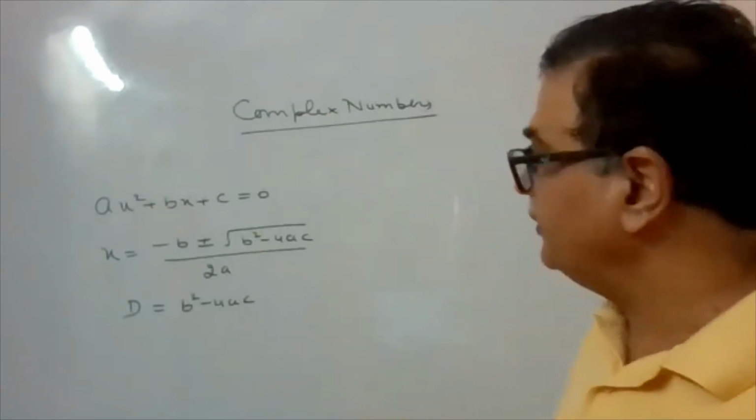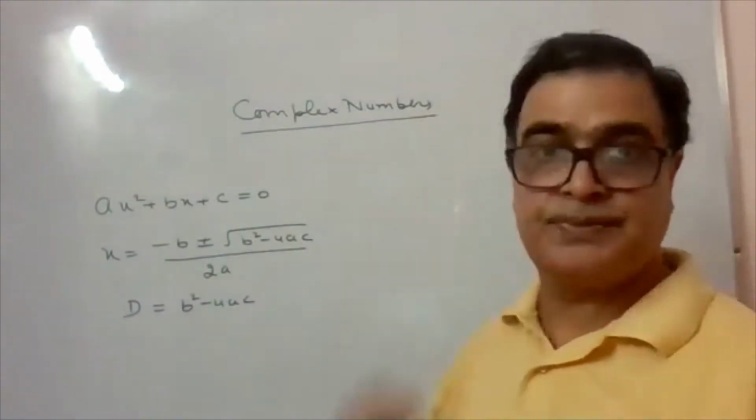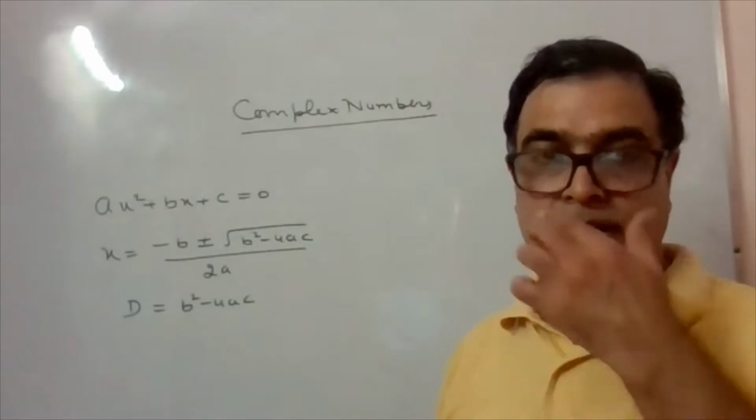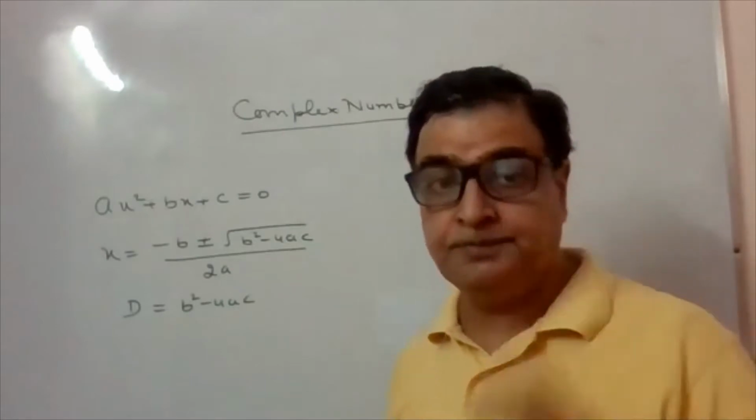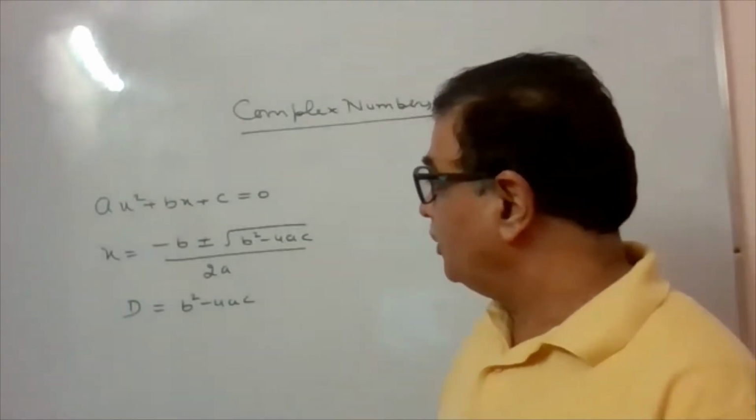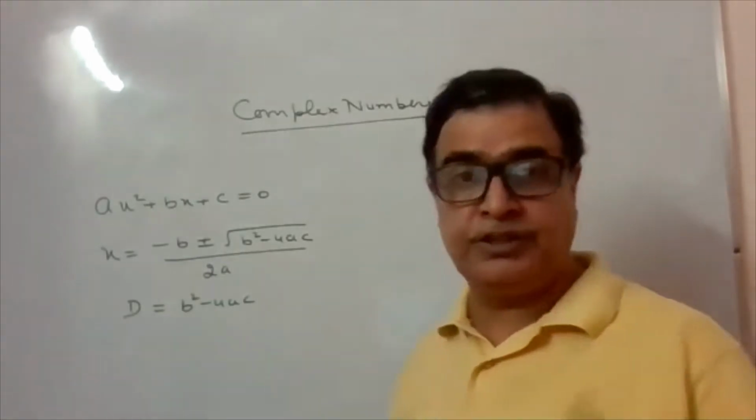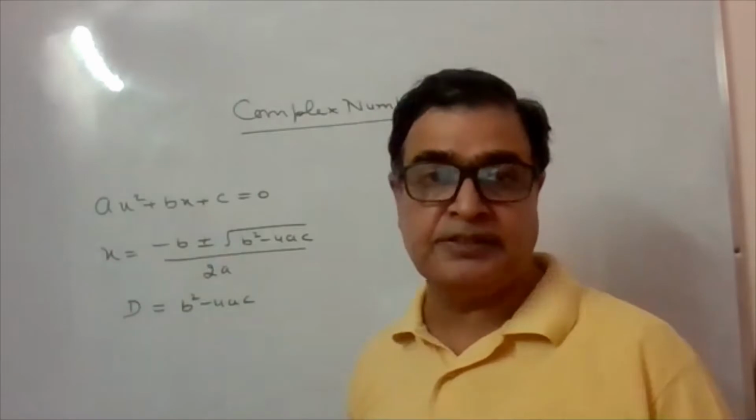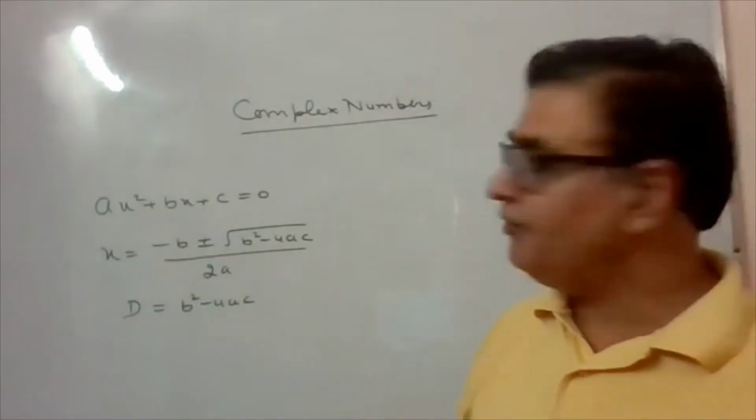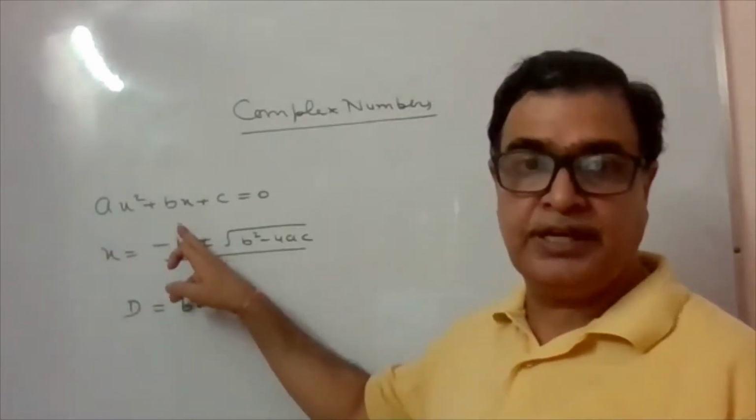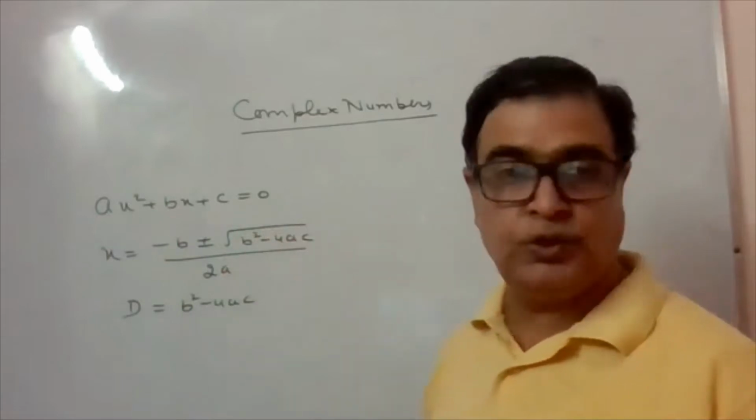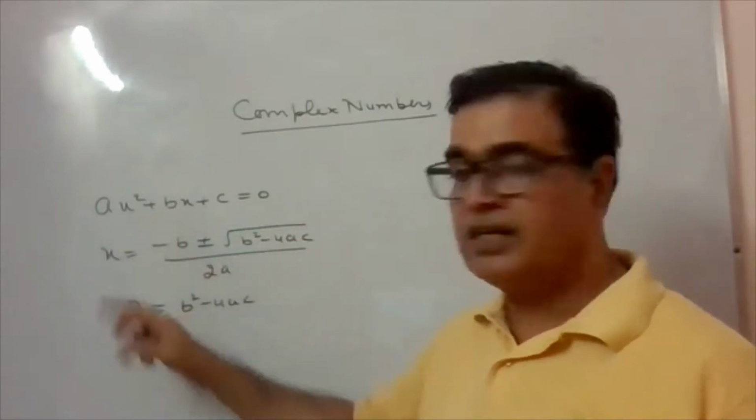Yes, today we are starting with the complex numbers. First, where we got the complex number earlier, first I should tell that, and after that we will be coming to the complex number. Last year when we did the quadratic equation, it was ax square plus bx plus c equal to 0. Then we did the quadratic formula.